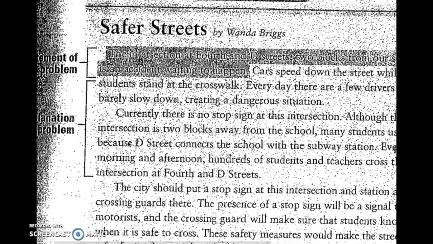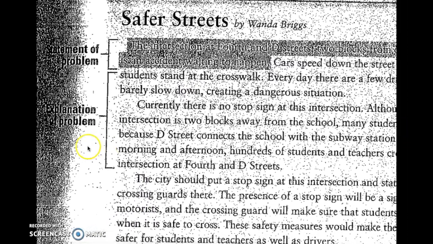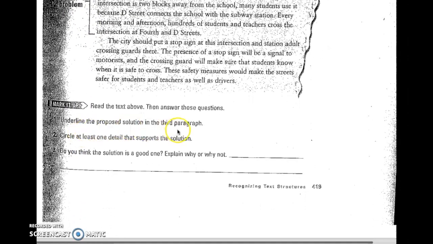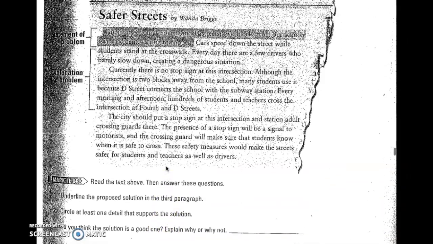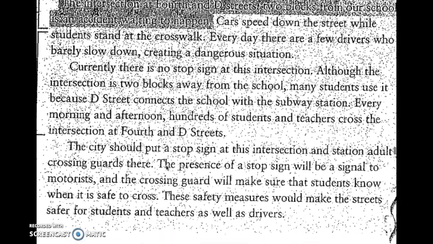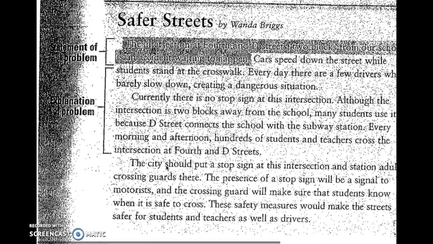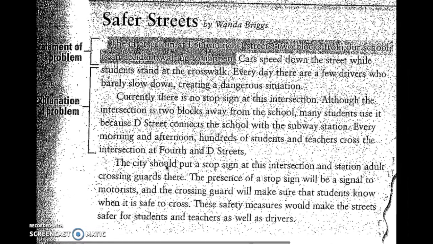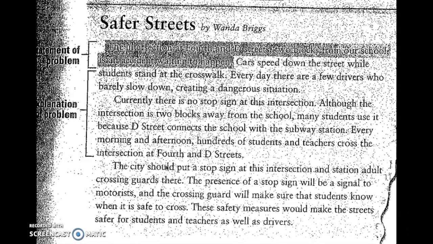Here is the statement of the problem and the explanation of the problem. The questions we are going to look at as we read: underline a proposed solution in the third paragraph. Circle at least one detail that supports the solution. Do you think the solution is a good one? Explain why or why not. So as we zoom in here to the statement of the problem and the whole paragraph, I'll see if I can get it all on the page.